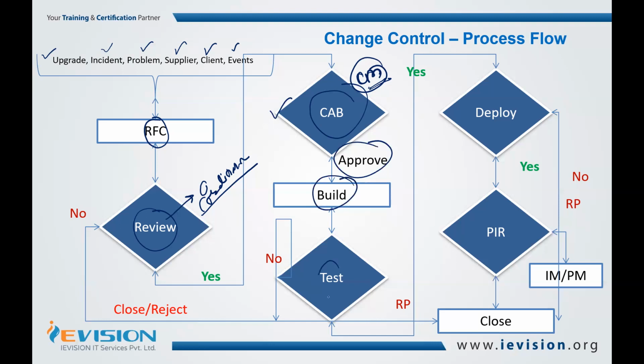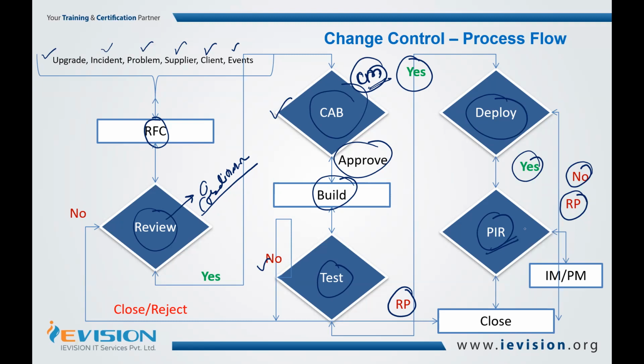It will be built and tested. Now, if the test is not successful, you will go for the remediation plan, that is, the rollback plan. If the test is successful, then you will go for deployment. If the deployment is successful, then you will go for post-implementation review. Else, you will go for the rollback plan. And while we are performing the post-implementation review, who will be a part of this? In general, the change manager, configuration manager, and release manager.